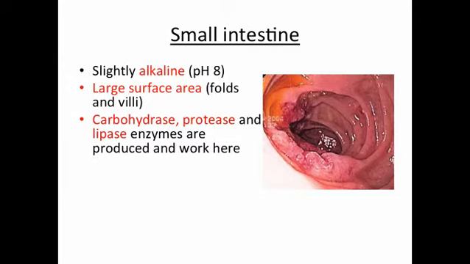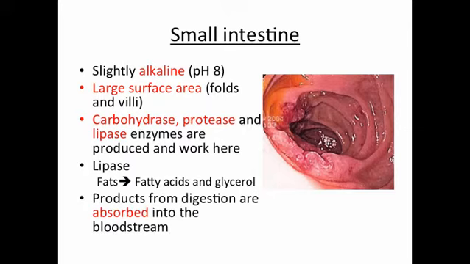So all 3 enzyme types are produced and work here: carbohydrase, protease and lipase enzymes. Lipase enzymes, you should remember, break down fats into their constituent parts, which are fatty acids and glycerol. All of the products from digestion, so these small soluble molecules, are then absorbed into the bloodstream.